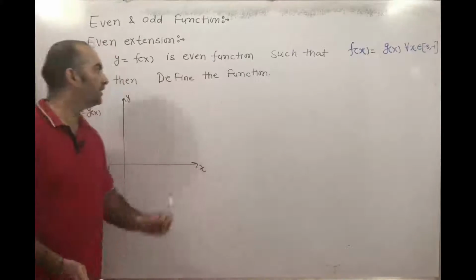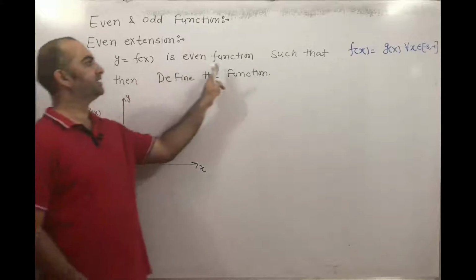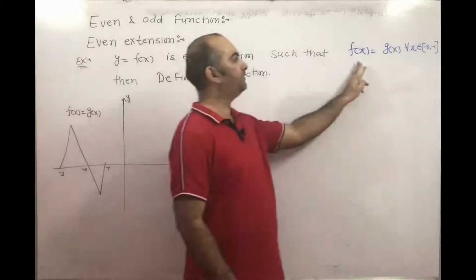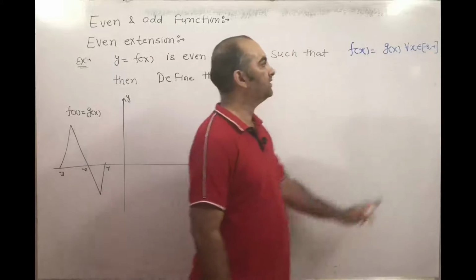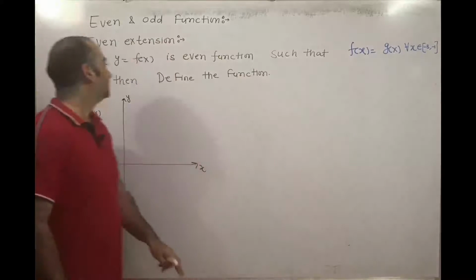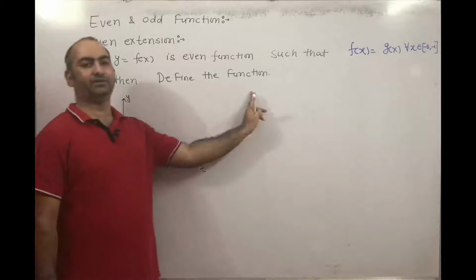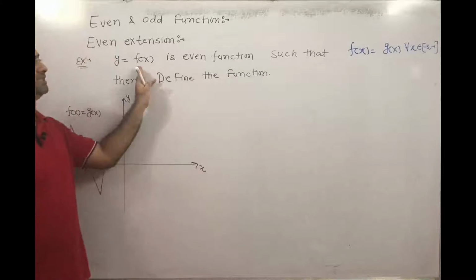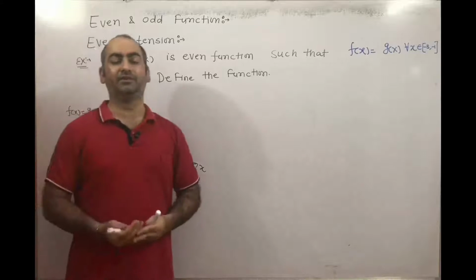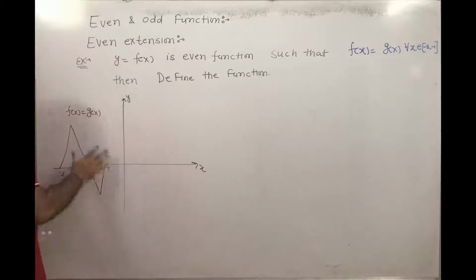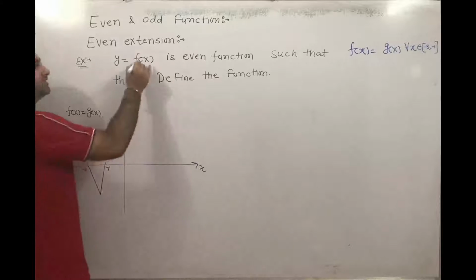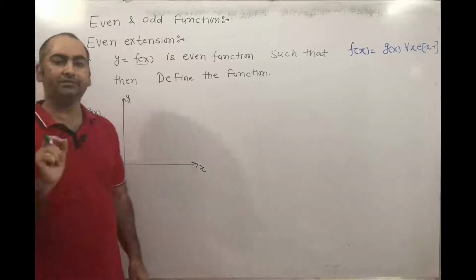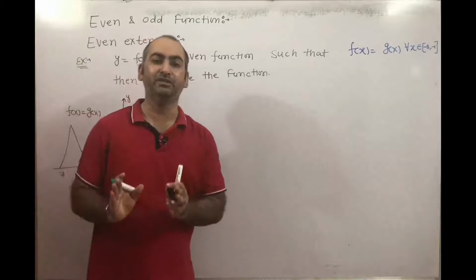Next example: y equal to f(x) is an even function such that f(x) equals g(x) for all x belonging to the closed interval -3 to -1. Then define the function. Here f(x) is an even function, so we have to define the function. The graph is given, and f(x) equals g(x) is given for -3 to -1. Given that f(x) is an even function, that means the domain should be symmetric.